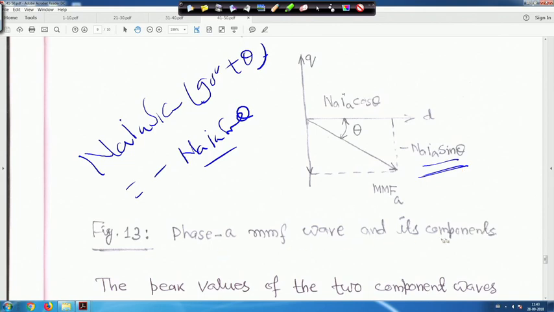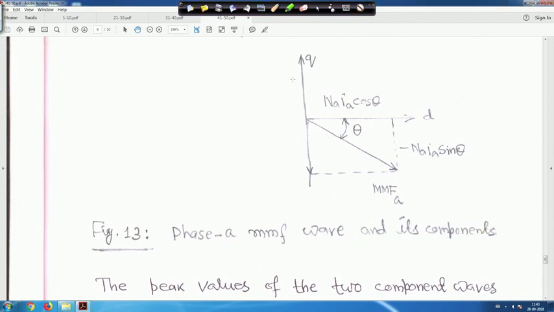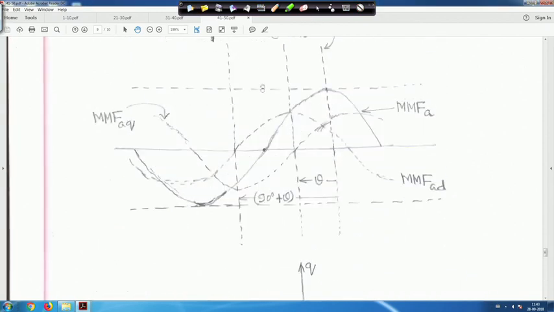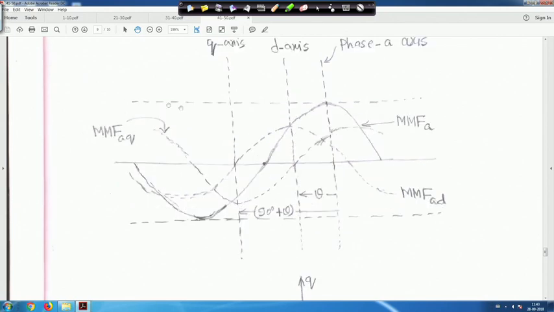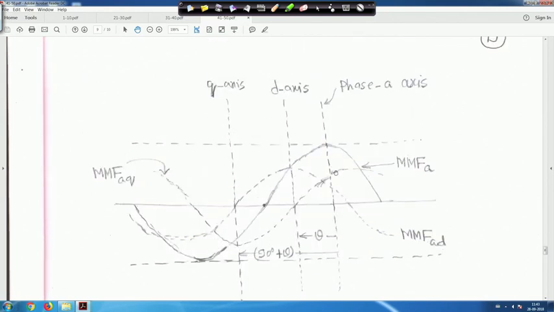This is the phase A MMF wave and its components. So two components, one along the D axis, another along the Q axis. Actually this makes our analysis a little bit simpler. Later we will see that.